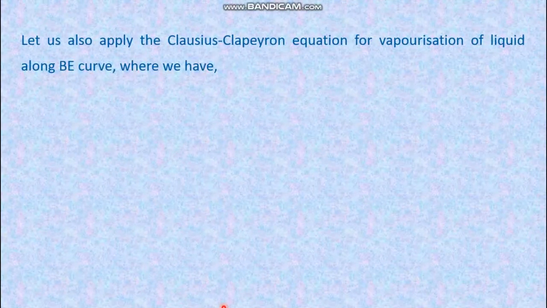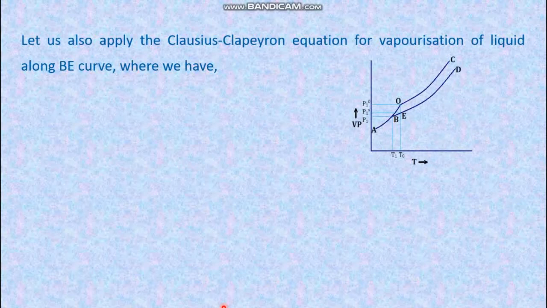Now let us apply the Clausius-Clapeyron equation for vaporization of the liquid along the BE curve. So let me again reproduce the diagram here for my convenience. You need not do this. So BE, here is the point B, here is the point E, and this is definitely for the solution. And for the solution, at this point the corresponding temperature is T1 and the corresponding vapor pressure is P1. On the other hand, at this point E, the corresponding temperature is T0 while the corresponding vapor pressure is P1S.